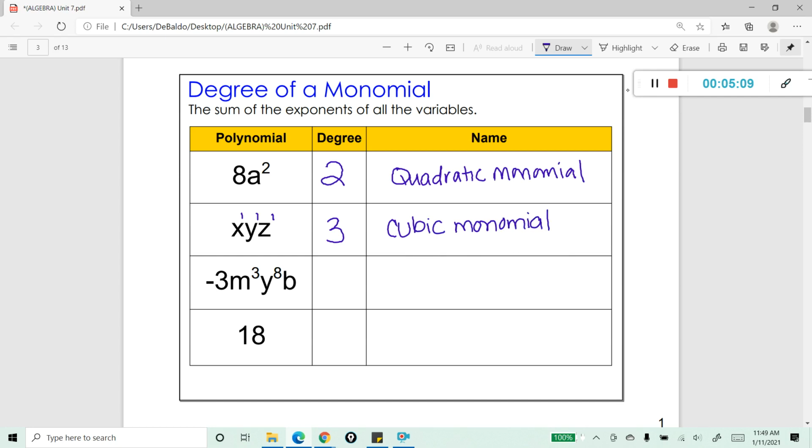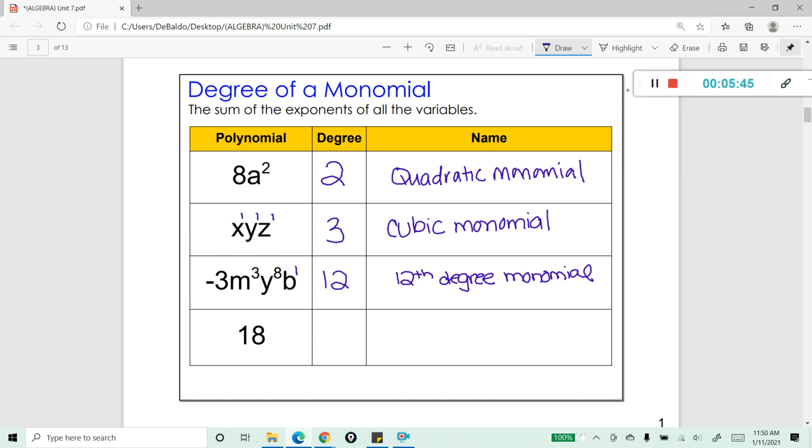In the third one, you can see that we have a couple of exponents. We have a 3, we have an 8, and a 1. Don't forget to put a little 1 there. And if we were to add the exponents, that would give us 12. So this would be a 12th degree. I usually like to write that word out. And that would be a monomial. This would be a 12th degree monomial. Notice how I didn't include the coefficient because we're only looking at the exponents within the term.